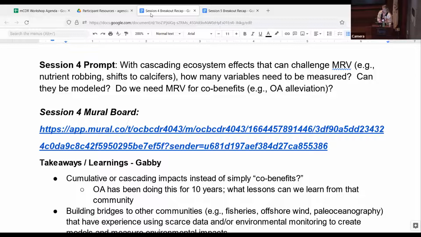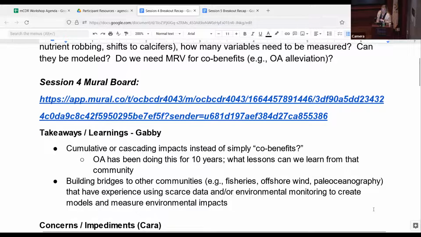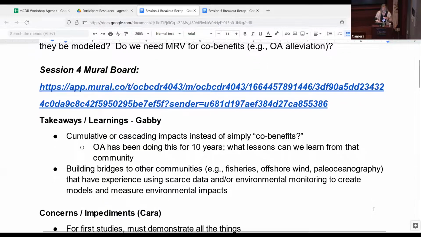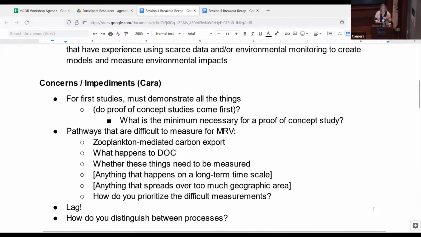And then the second point here. Something that came up a lot is building bridges to other communities that might have insights similar to the ocean acidification community point, thinking about engaging communities like fisheries. I think Gracie brought this up too, potentially, yesterday during the big plenary discussion. Also offshore wind, paleoceanography communities that have experience using scarce data and or environmental monitoring to create models and measure environmental impacts. And with that, Kara.